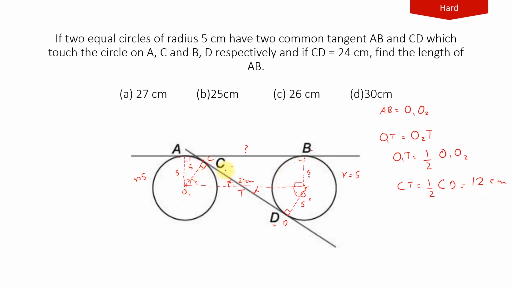Now if you look at the right angle triangle O1CT, we know O1C is 5 centimeter, CT is 12 centimeter. We can use the Pythagoras theorem to find O1T. So O1T square is 5 square plus 12 square. This comes out to be 13 square.